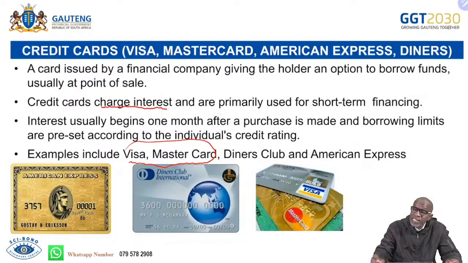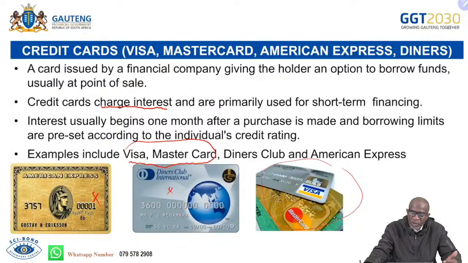This one indicates the American Express. This is an example of a Diners Club credit card, and these are the ordinary credit cards that we normally make use of.